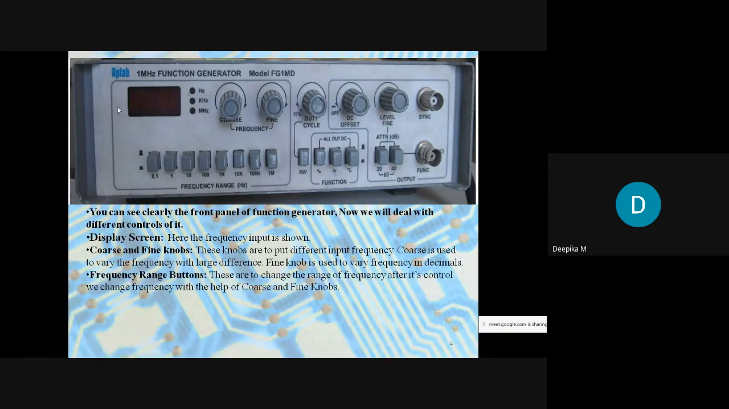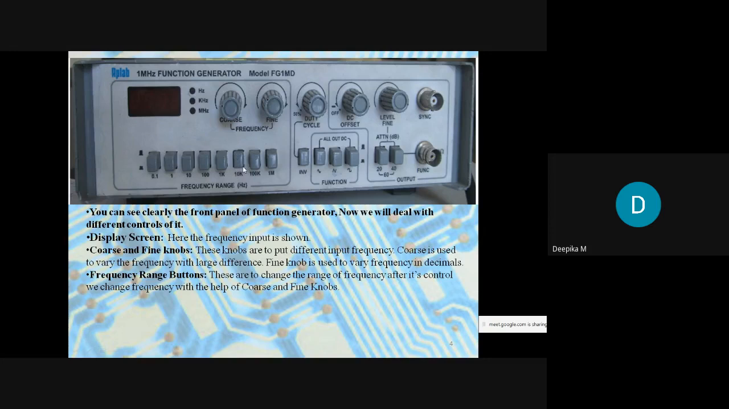And we have the frequency range buttons. You can see here this range varies from 0.1 hertz to 1 megahertz. So from a smaller value of frequency to a very big value of frequency, we can vary by using these control knobs. This is something like a push button. Here the 10K push button is pressed, which means I can vary the frequency from 1K to 10K. So you will have this type of adjustment.